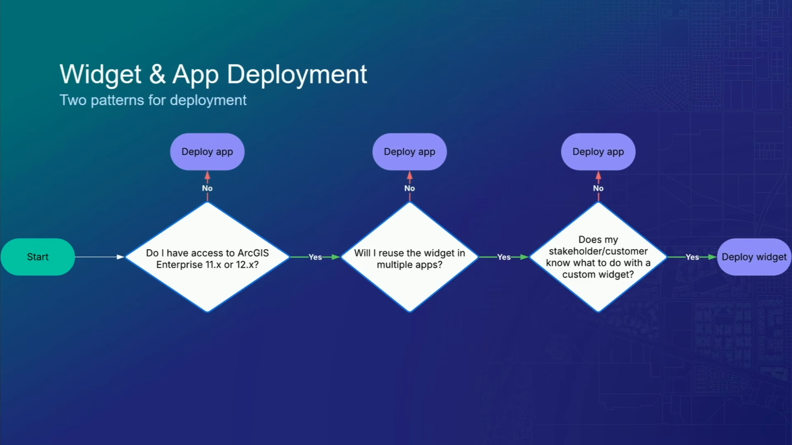If the answer is no, say you're still on 10.9.1, custom Experience Builder widgets are not supported, so you would have to deploy an entire app that you can build in Experience Builder Dev Edition, download, and then deploy. Assuming you do have access to either Enterprise 11.x or 12.x, then we can move forward and continue to think about deploying the widget on its own.